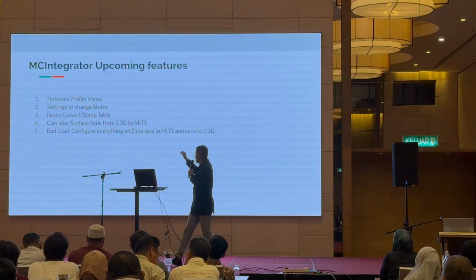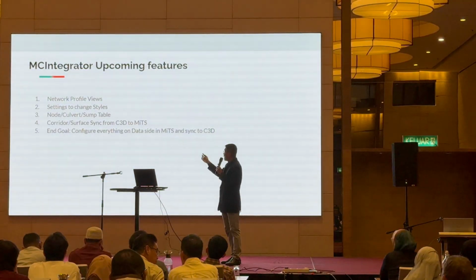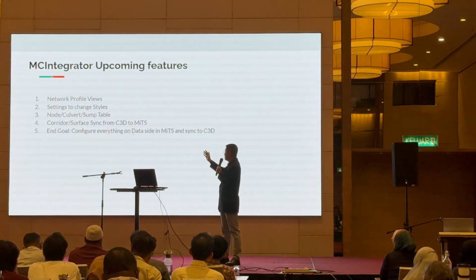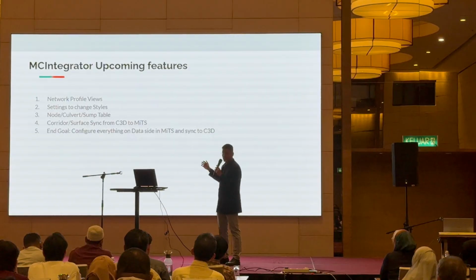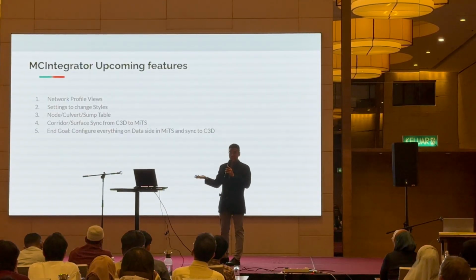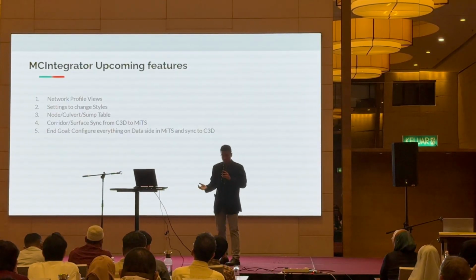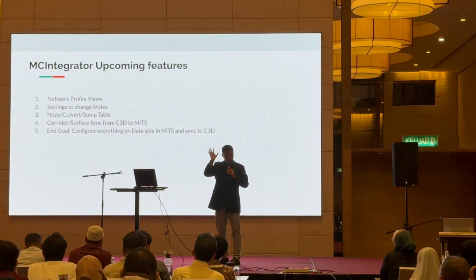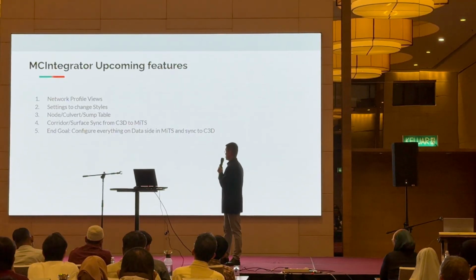So we also want to have this network profile views, alright? Setting to change styles, not cover some table, alright? All these things will be in the future versions, okay? So when you output to Civil 3D, you have all these tables already listed out for you. Later I'll show you how it looks like.